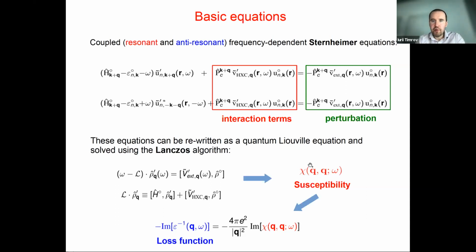What we want to compute using the turbo_eels code is chi of q and omega, which is the susceptibility. Because when we compute chi, we take the imaginary part multiplied by this normalization factor, and we obtain the minus imaginary part of epsilon minus 1, which is the inverse dielectric function, which can be directly compared with what experimentalists measure.